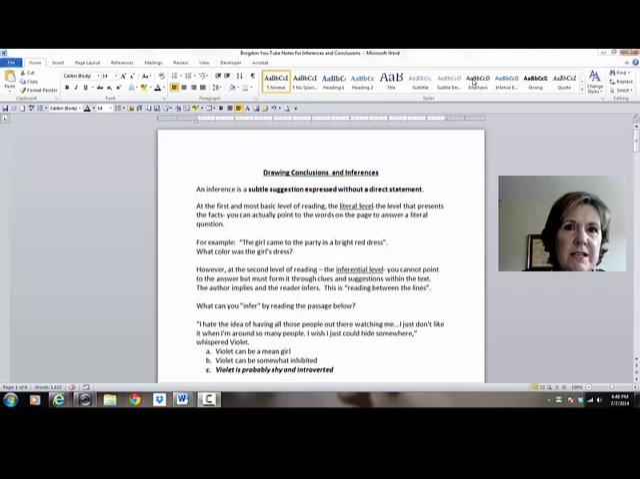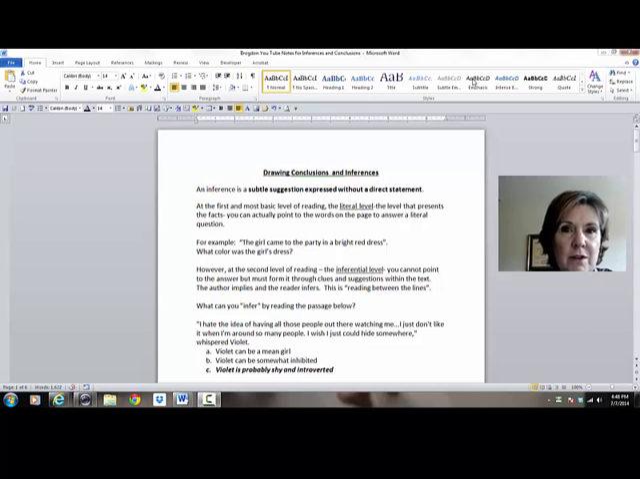An inference is a subtle suggestion expressed without a direct statement. So they don't tell you directly, but you have to take everything that is in that statement and put it together to determine what they're trying to tell you. It's reading between the lines.